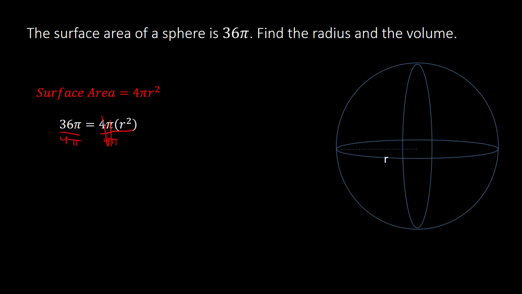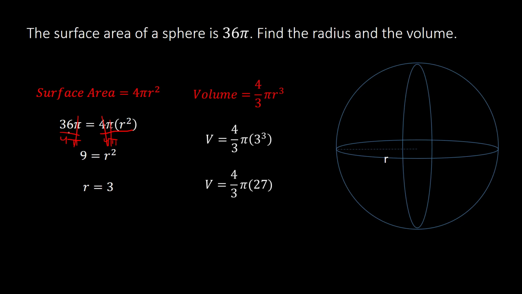And now on the left side, the pi's will cancel. 36 over 4 gives me 9. So r squared equals 9. And the question is, what is r? Well, r would be 3, because 3 squared would give you 9. And then the volume, we just plug that radius in to the volume formula, and it's going to give me 4/3 times pi times 3 cubed. 3 cubed is 27, and then 27 times 4/3 would give you 36, and then multiply that by pi.